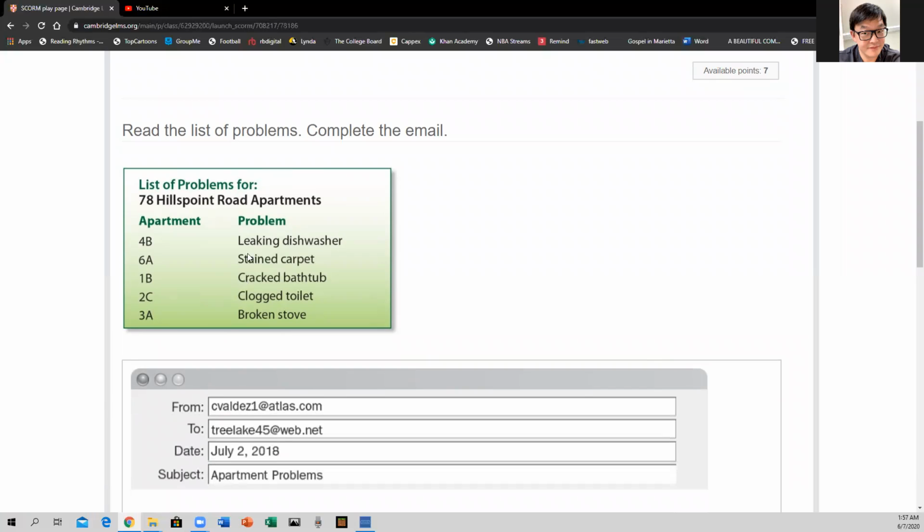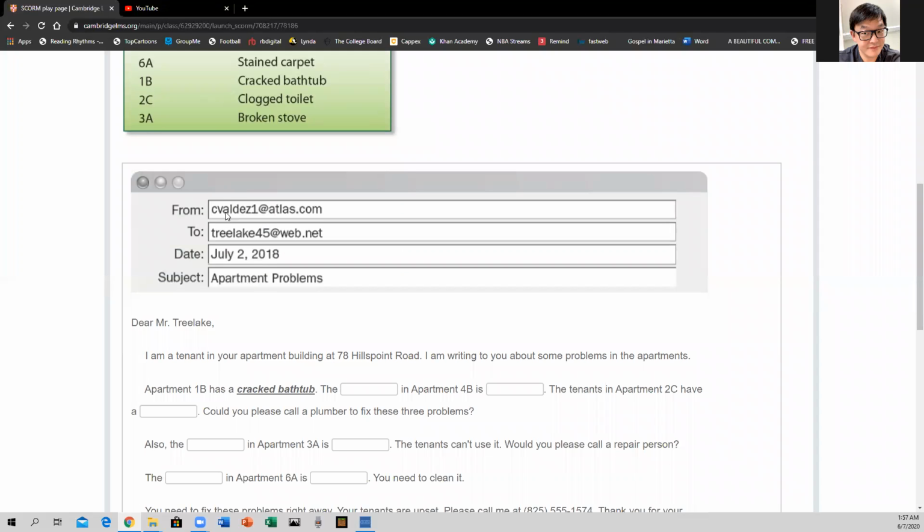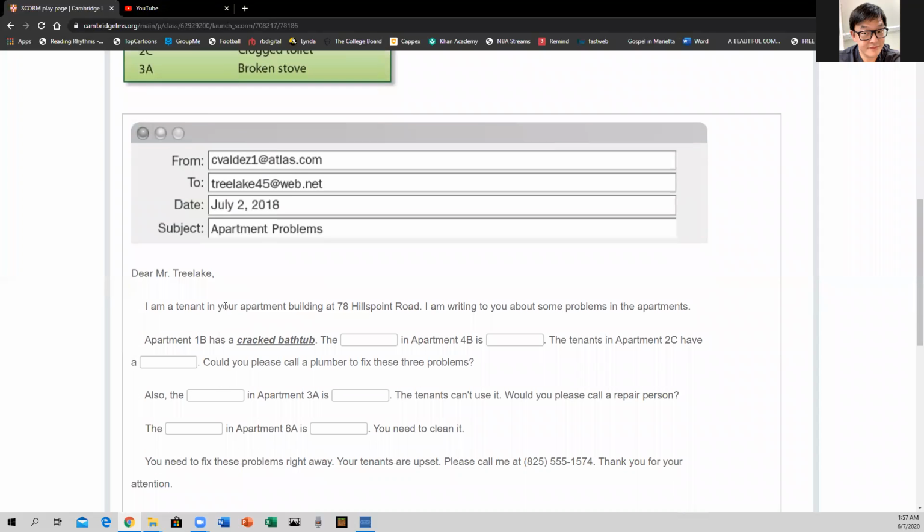So you have the list of problems here. This is the number of the apartment, and this is the problem. You have 5 apartments with different problems. Now we have to complete this email. Same structure: sender, recipient, the date, the subject. So now let's go ahead. You're going to read and then you're going to complete it together.